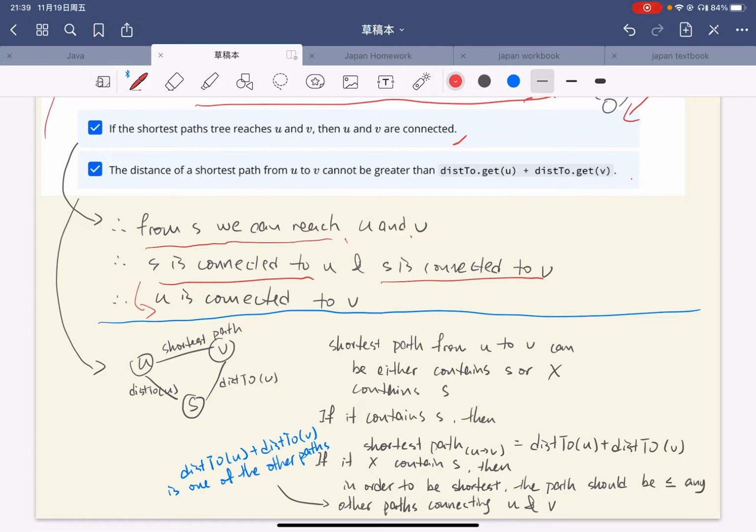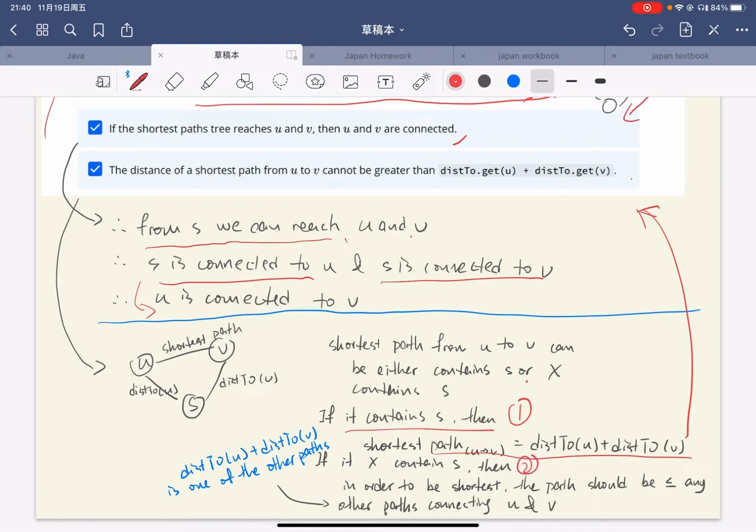Okay, for the first one, I split it into 2 cases. The shortest path between U and V can either contain S or not contain S. So for case 1, if it contains S, then the shortest path will definitely be equal to distance to U plus distance to V, and it fits this statement.